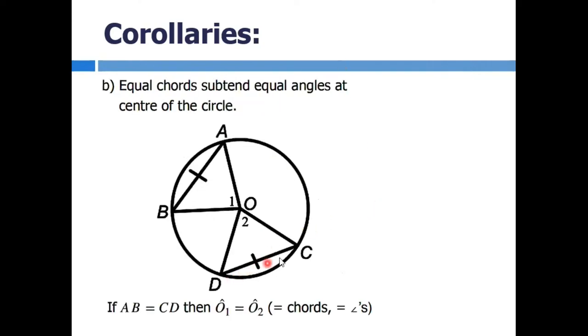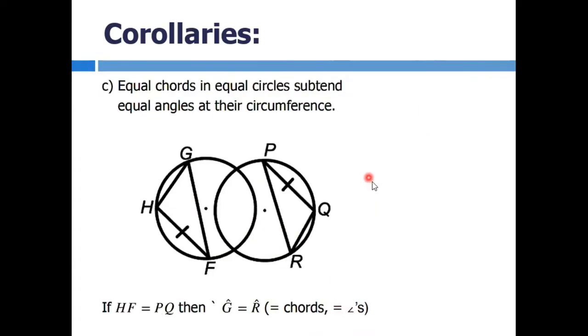Okay, here again, if we've got equal chords, they would also create equal angles at the center. Exactly the same reason: equal chords, equal angles. And then the last one is if you've got two different circles. But if the circles are the same size and they've got equal chords, then they also create equal angles. And again, you can just see it's equal chords, equal angles.